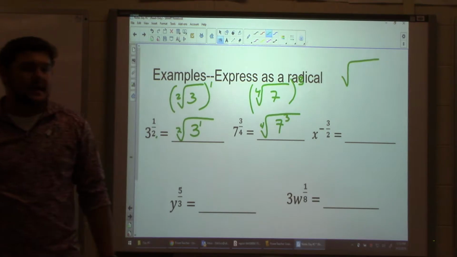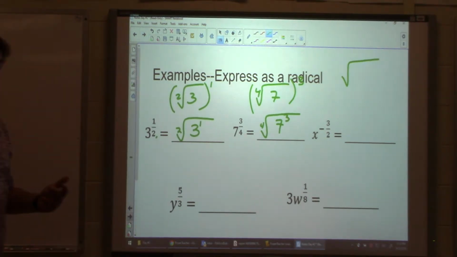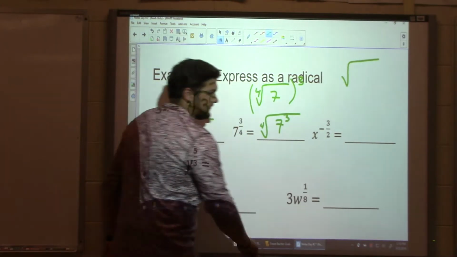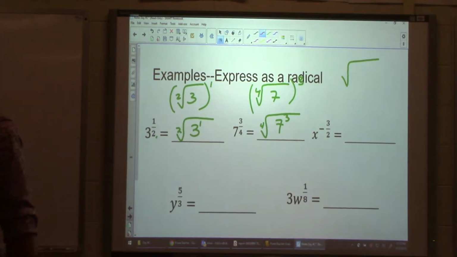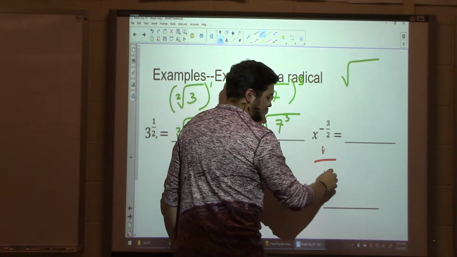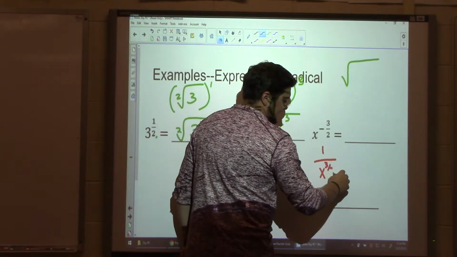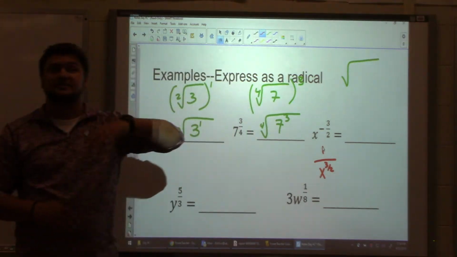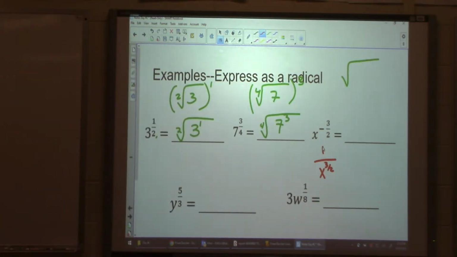Alright. X to the negative 3/2. How am I going to do that one? What's the first thing I have to do? We need to make it a positive exponent first, right? Remember, to make it a positive exponent, 1 over x to the positive 3/2, right? We put it in the denominator because it's technically over 1 right now. So we flip it to the denominator and make it a positive exponent.